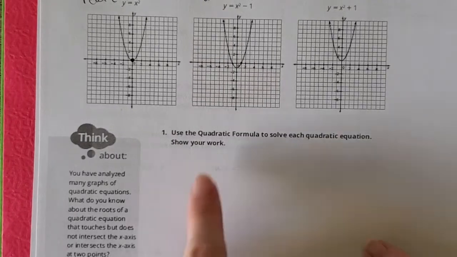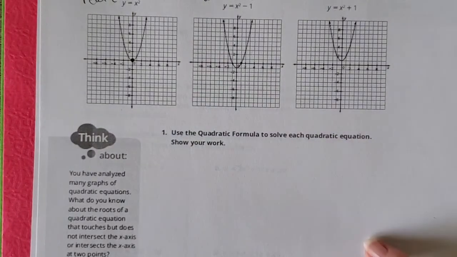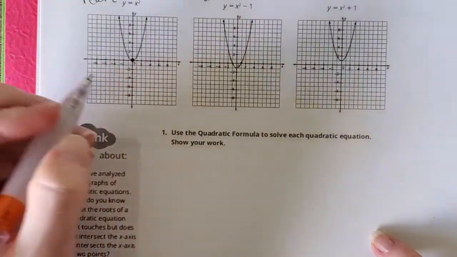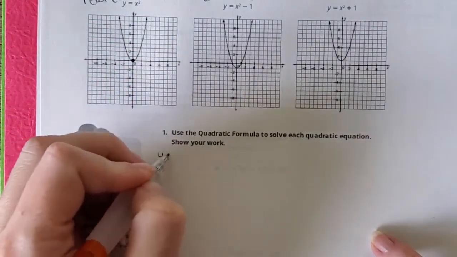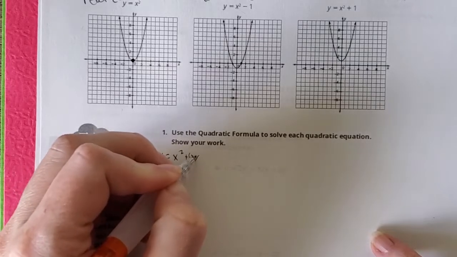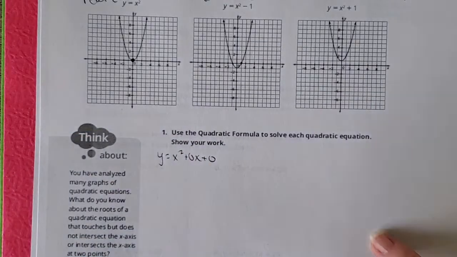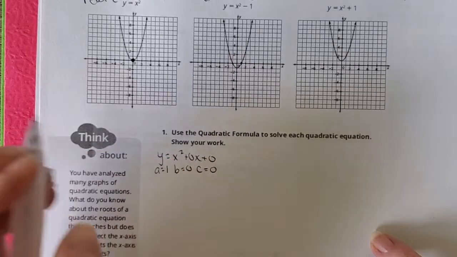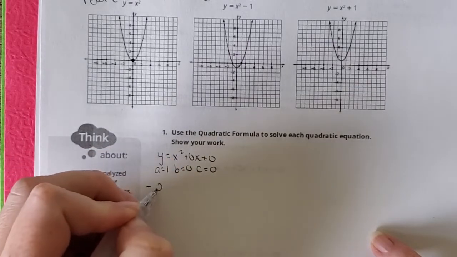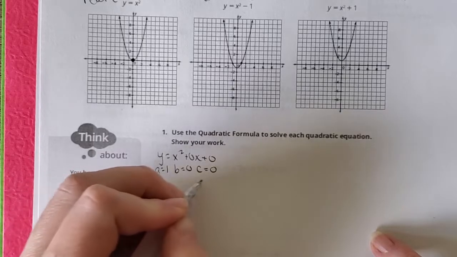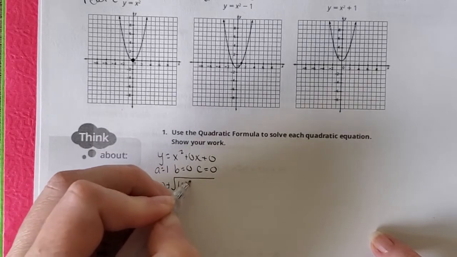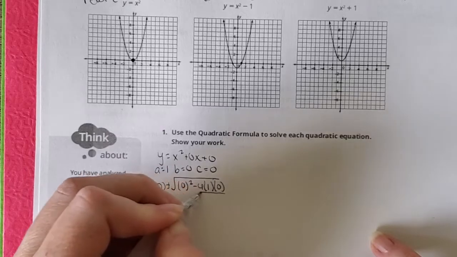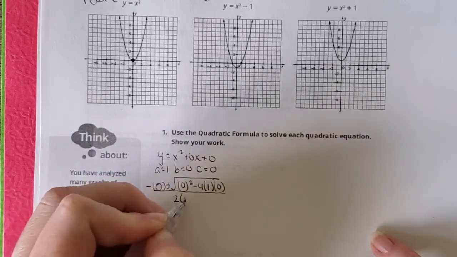So it says use the quadratic formula to solve each quadratic equation and show your work. So let's look at the first one. We have y equals x squared plus 0x plus 0. We're going to put in our values. So a is 1, b is 0, c is 0. So we have negative 0 plus or minus the square root of 0 squared minus 4 times 1 times 0, all over 2 times 1.